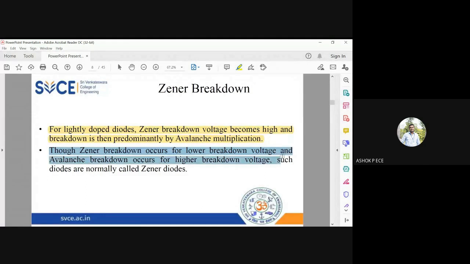So when you want a very high breakdown voltage, then there is no need for Zener diode. You can go for conventional PN junction diode. Or if you dope your PN junction diode very very lightly, then that is not going to anyway contribute to what is called as Zener breakdown.